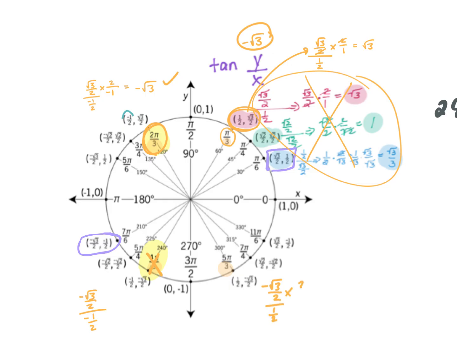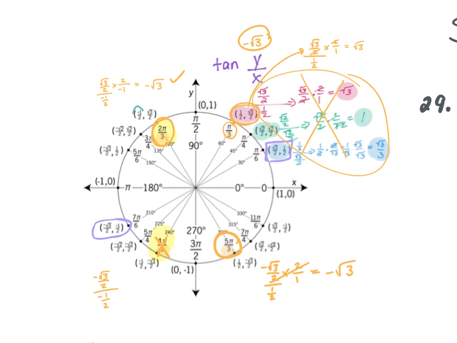And then for the last one, we have negative square root 3 over 2 over 1/2. Keep, change, flip. So the 2's cancel. This would give us negative square root 3. So does that work? Yeah, so 5 pi over 3 also works as an answer.